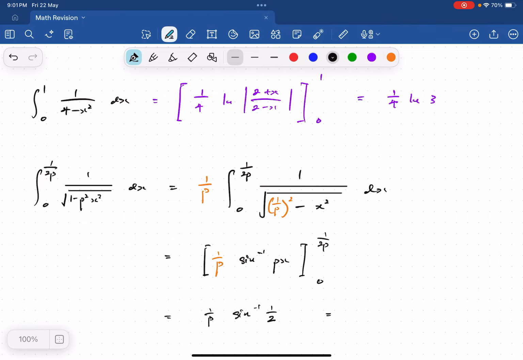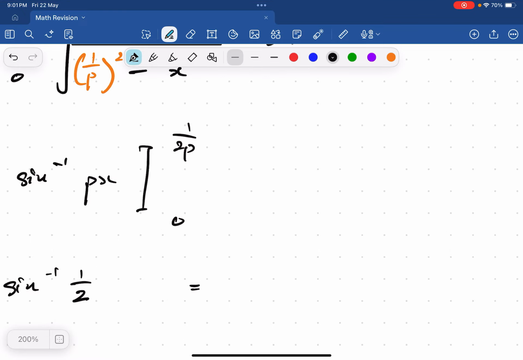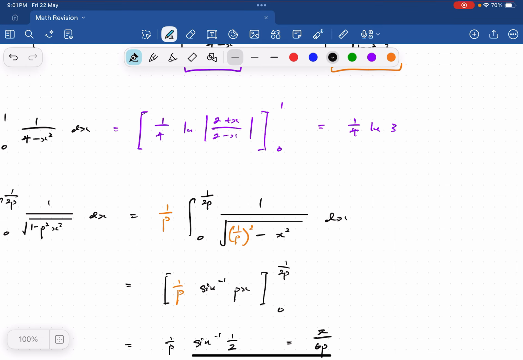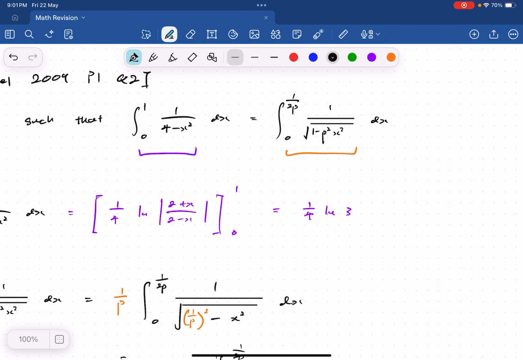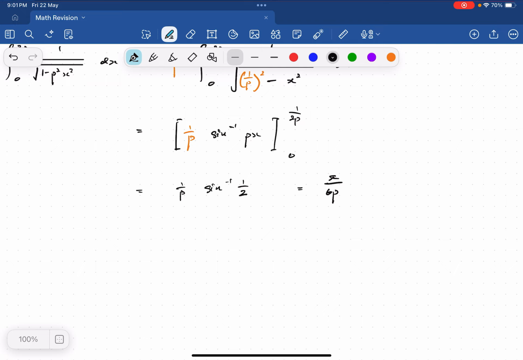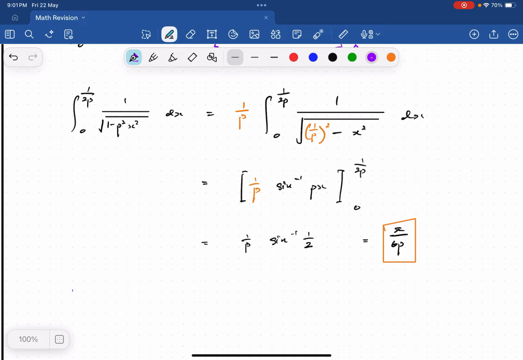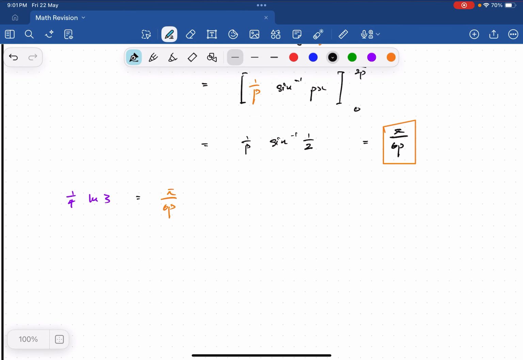So, if you press your SC, you will get, I need to express it in terms of p, right? So, this will actually be pi over 6p. So, this is my integral on the left-hand side, and then this is my integral on the right-hand side. So what I want to do is equate the two. So I want to say that 1/4 ln 3 is equals to pi over 6p, because what am I trying to do again? I'm trying to find the value of p such that this holds.